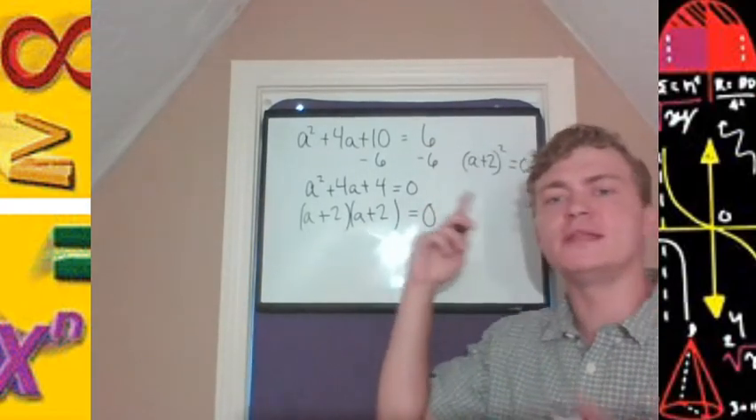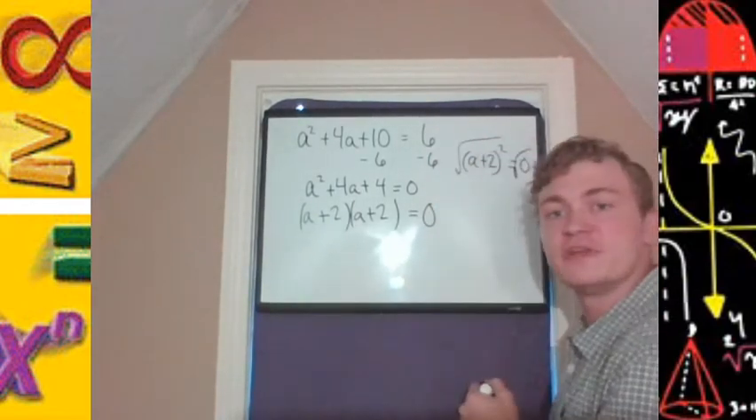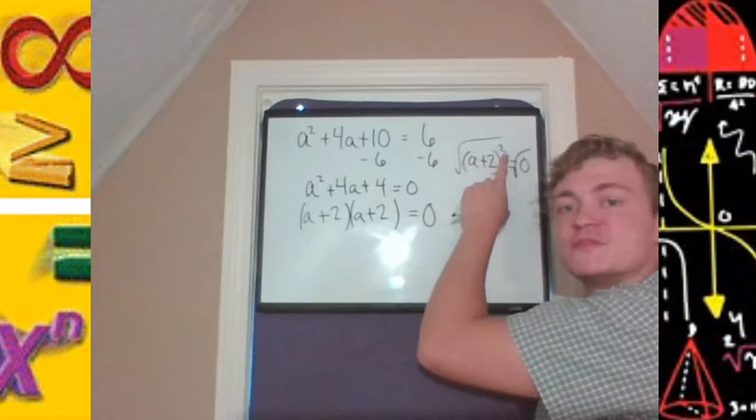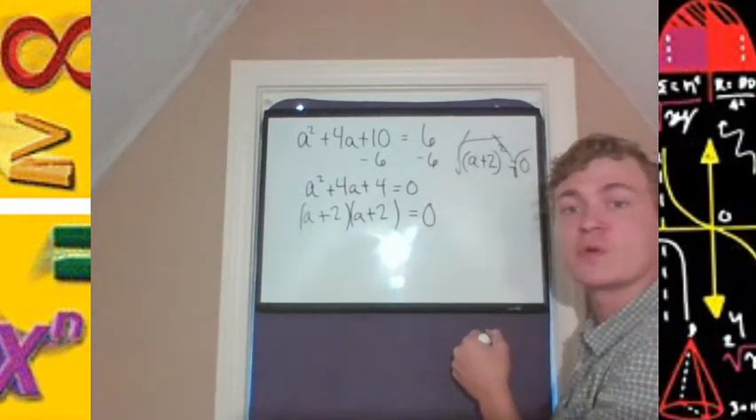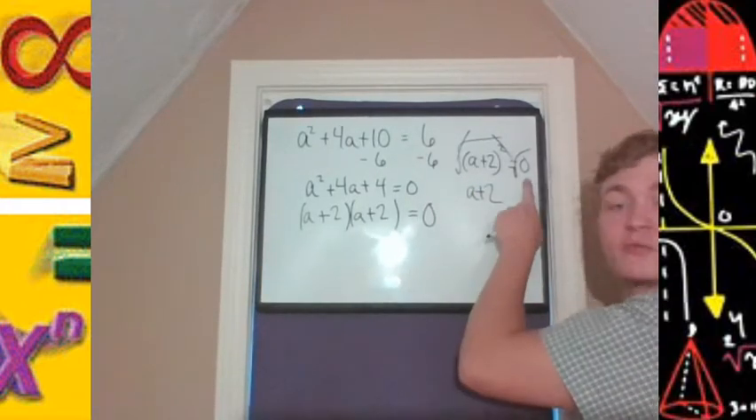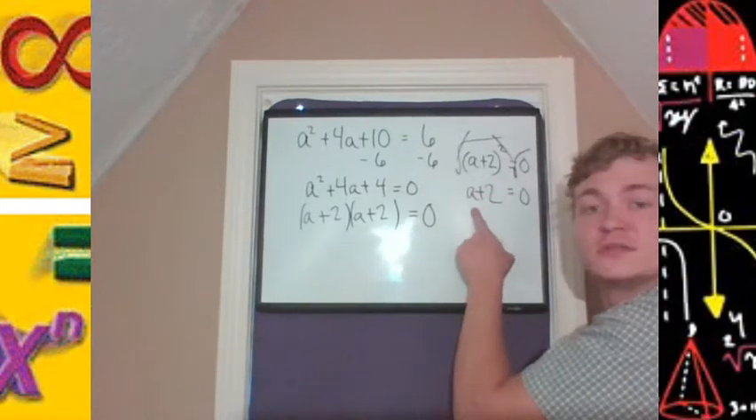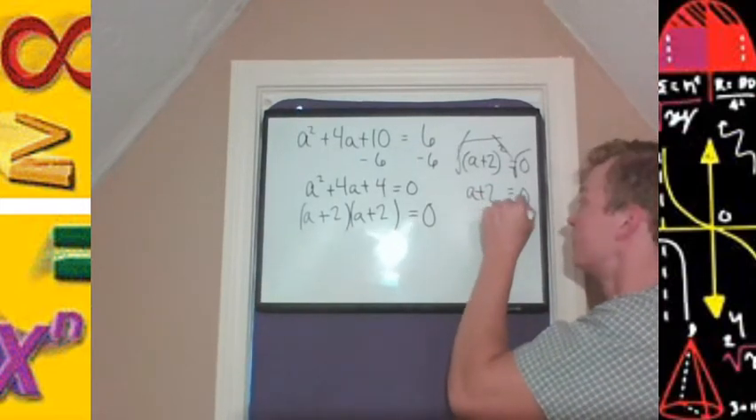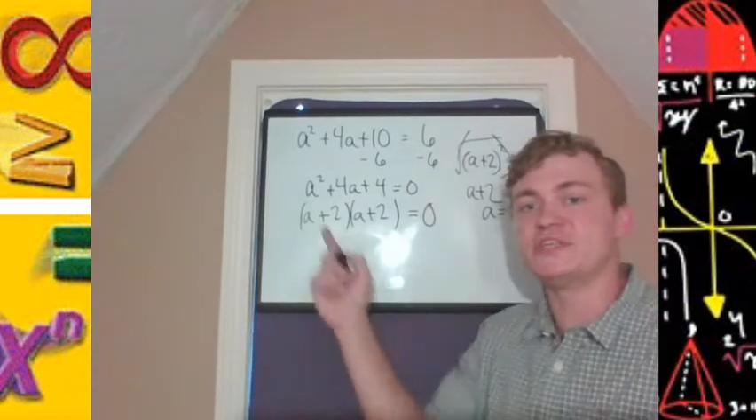Now, when we get into quadratics and square roots, we can just see that by taking the square root of each side, because we're squaring it. What's the opposite of squaring? What's the inverse? Taking the square root. We get a cancellation of the square root and the square, leaving us with a plus 2. And on the right-hand side, the square root of 0 is 0. Solving for a, we get the solution of negative 2. We're going to find that same solution if we just stay here.